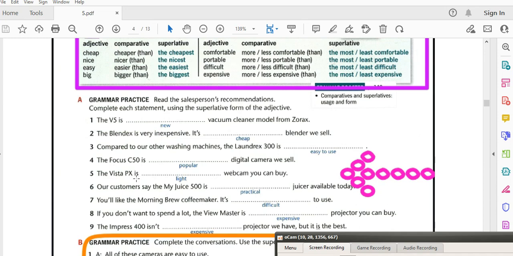The Vista RA PX is the lightest webcam you can buy. Our customers say my Juice 500 is the most practical juicer available today.